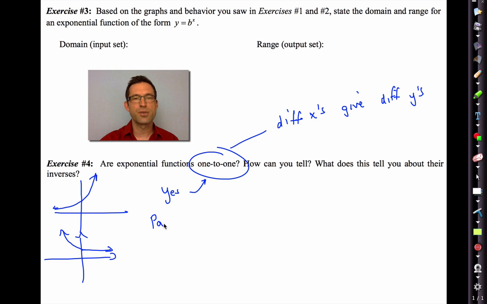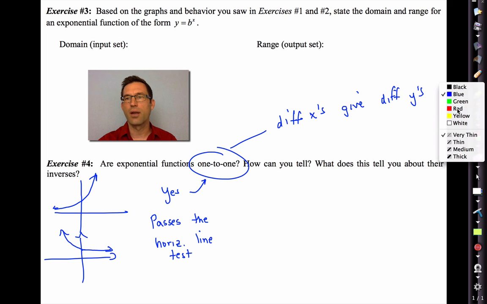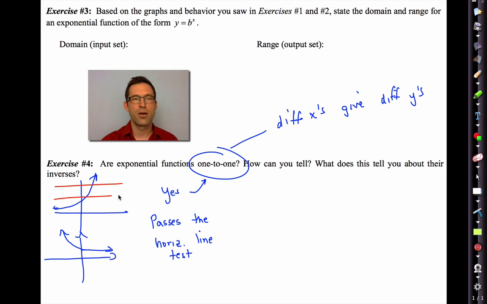You could also use what's known as the horizontal line test. Remember that? Passes the horizontal line test. And remember how the horizontal line test works. It says that if you take any horizontal line, let me draw it in red, and it hits the graph at most once, it never hits the graph twice, then it's one-to-one.